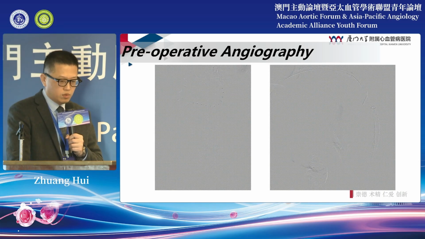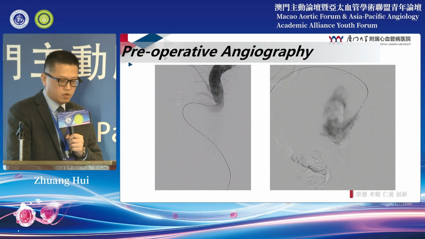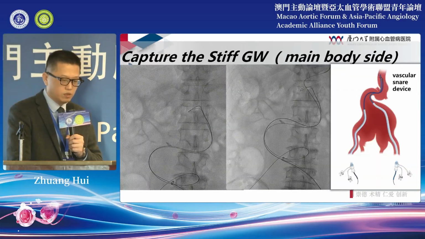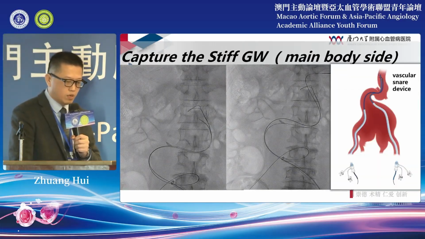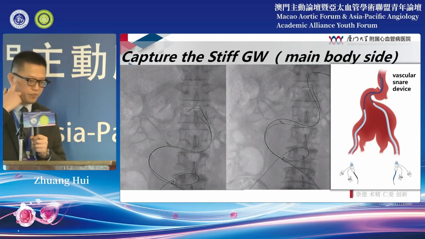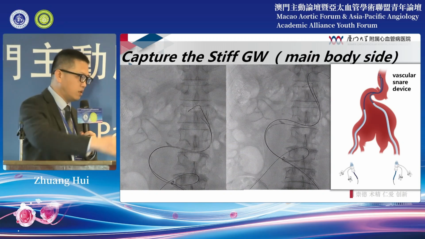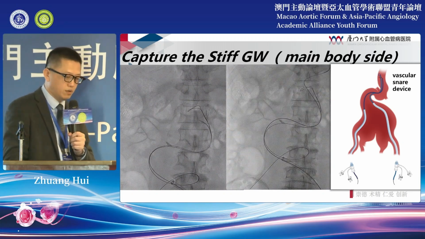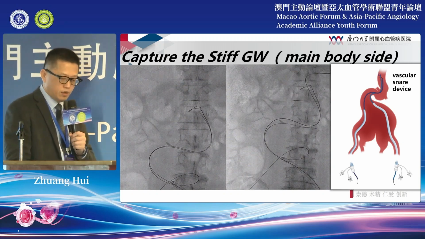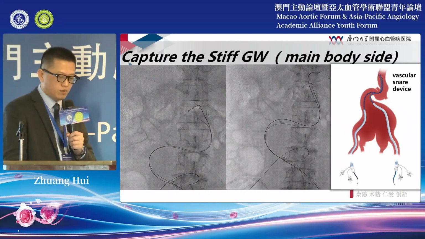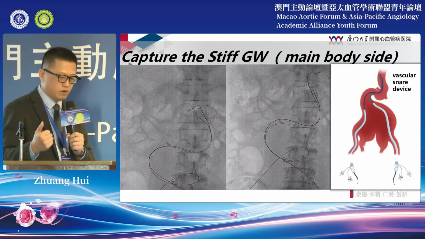So there was a preoperative angiography. We could get the same result. And then we did the internal iliac artery embolization. Then there was the point of the case. First, I come from the contralateral access. They use the snare, combined with the sheath, and then catch the stiff guidewire from the main body side.